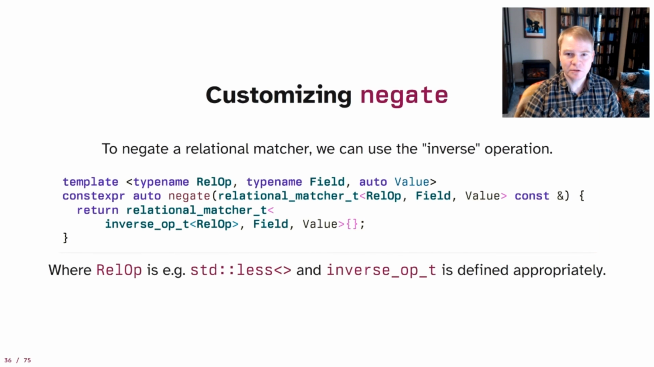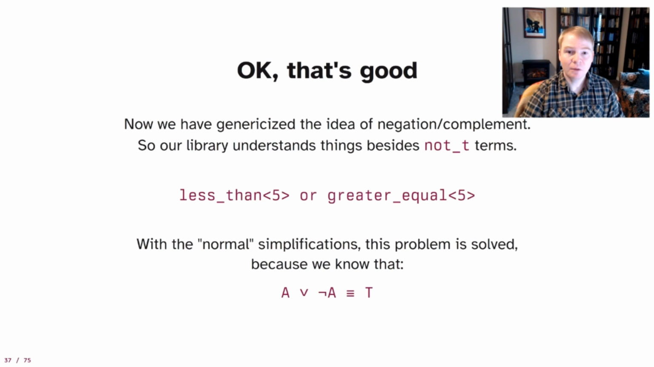And I can code up a simple function with half a dozen if constexpr branches inside it to deal with inverting each of the half dozen relational function objects. Now the library has a generic idea of negation, which means it understands those relationships between the relational matches, and it can simplify things like this expression by normal Boolean algebra methods.